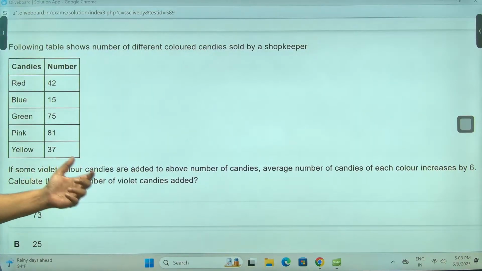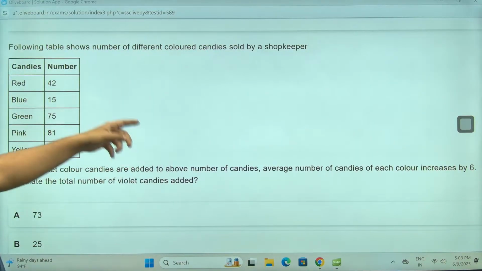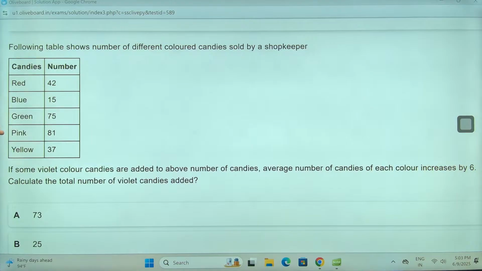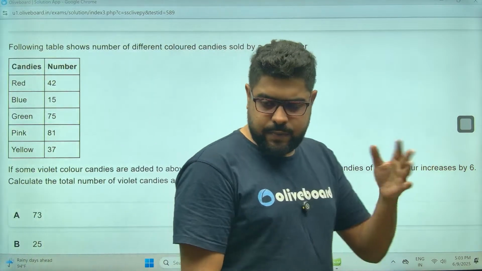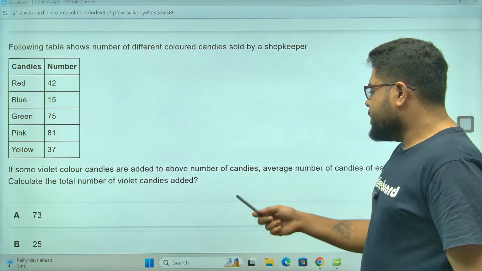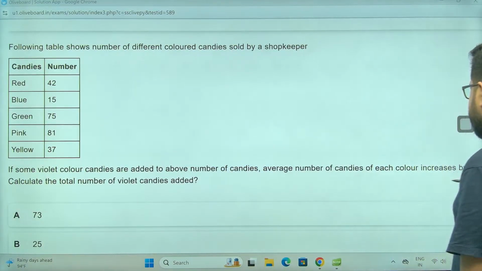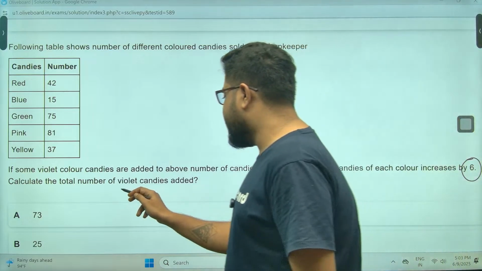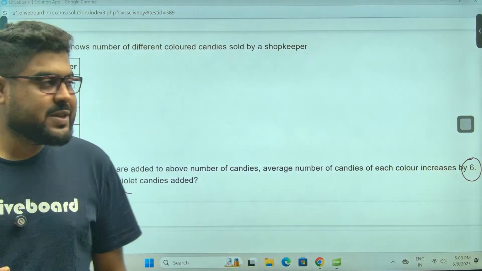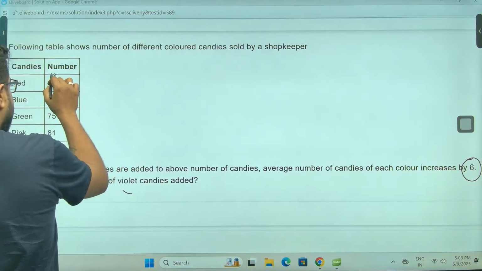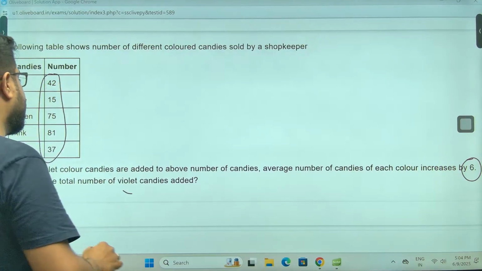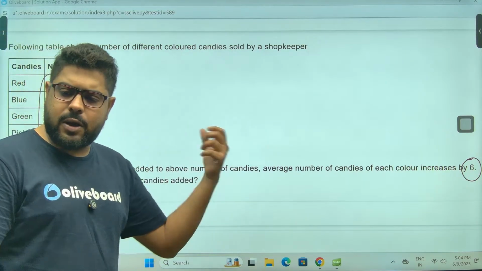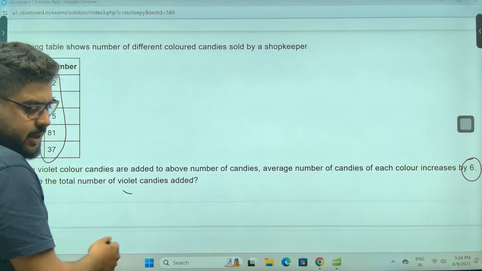If some violet color candies are added to the above number of candies, red, blue, green, pink, yellow, violet is not there, so like other colors are given, the average number of candies of each color increases by 6. Acha, total number of violet candies. Sir, it's very simple. First, you figure out the average. Now, either you can go by assumed mean or you take the sum, divide by 5, everything works.